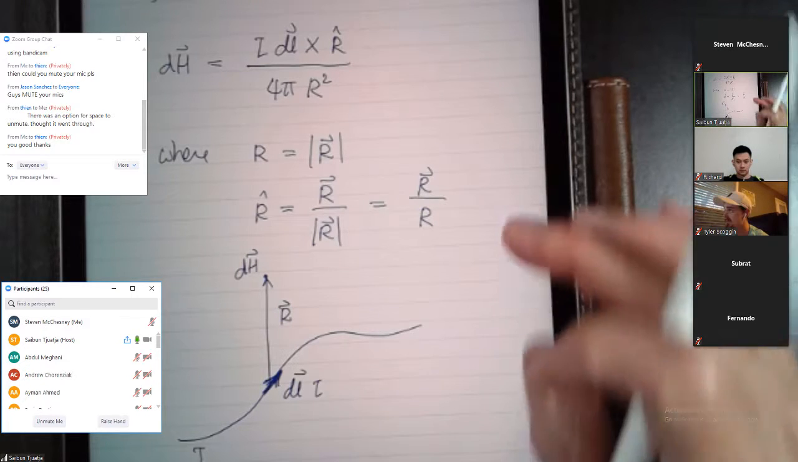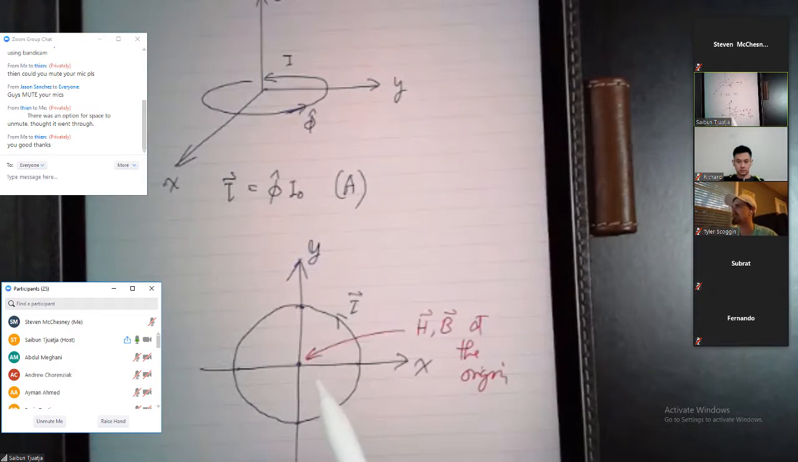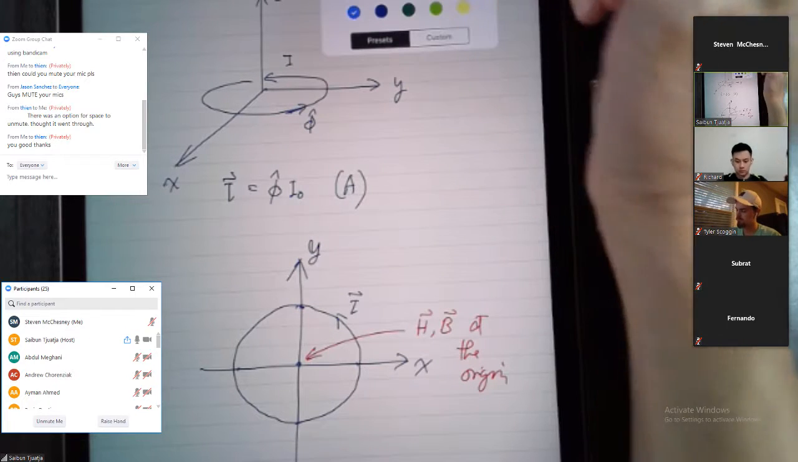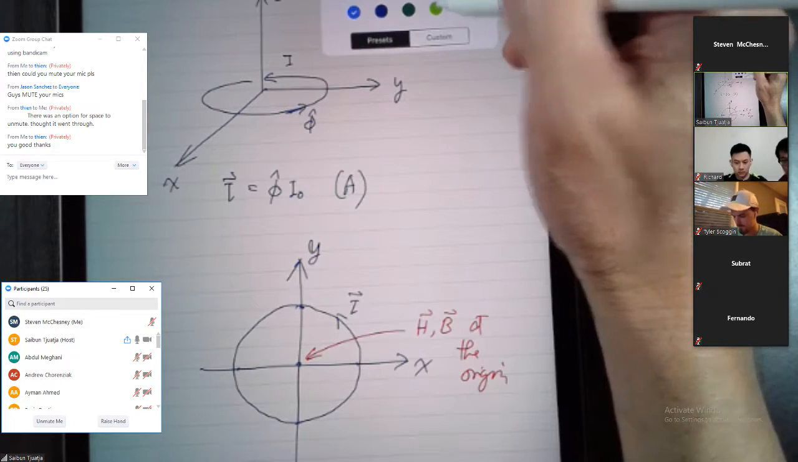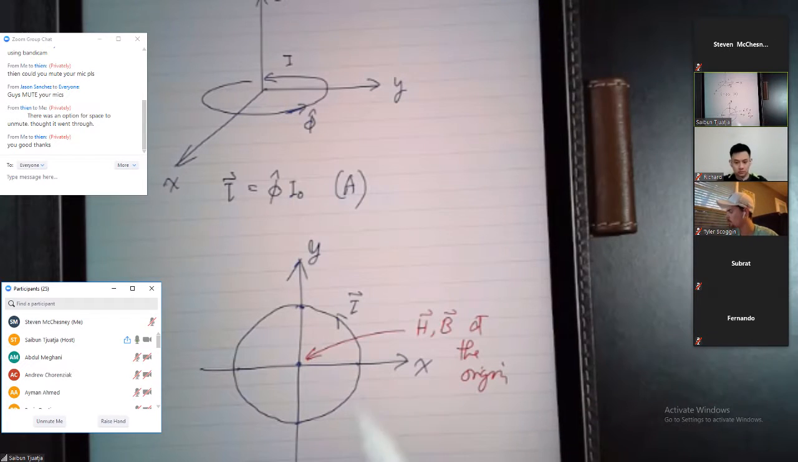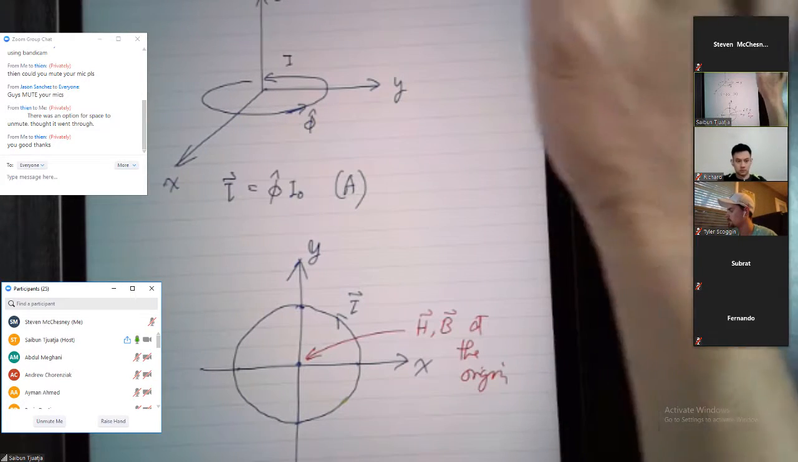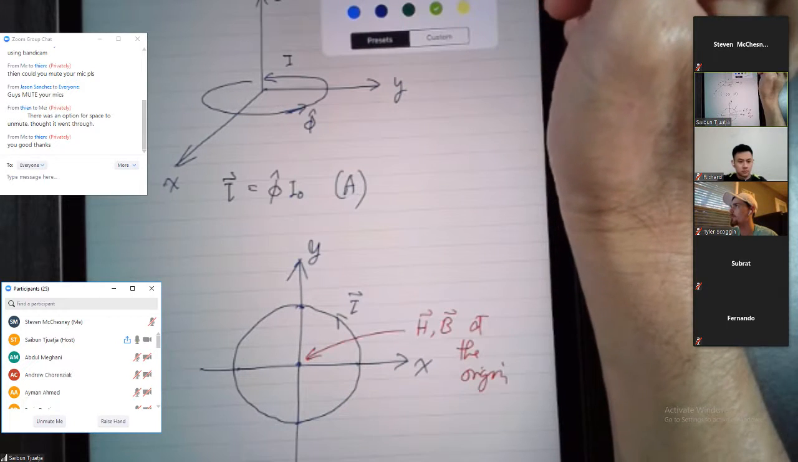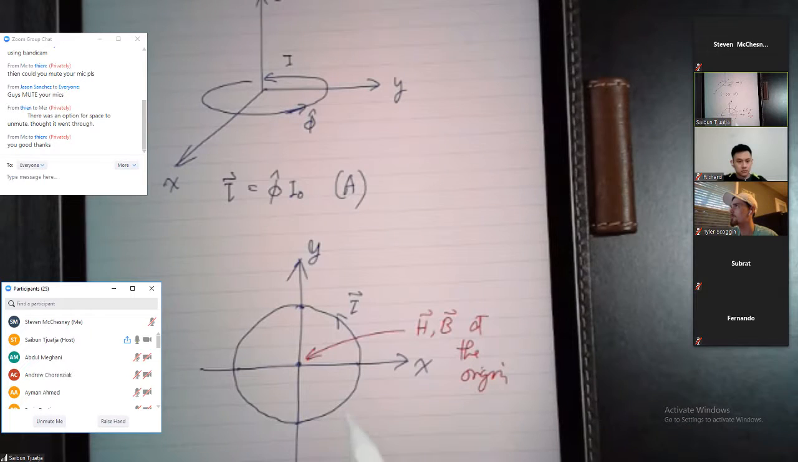Now, if I want to solve for this scenario, let me use a different color. Maybe green... not good. Maybe orange. All right. Suppose I have this current element right here, I dl. Any questions? So what is dl?